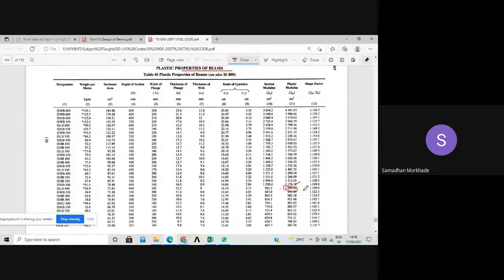This is okay, but if you go for 1176, it means you are wasting your materials, you are wasting your money. See, the depth of the section remains the same. ISLB is Indian Standard Lightweight Beam, and ISMB is Indian Standard Medium Weight Beam.